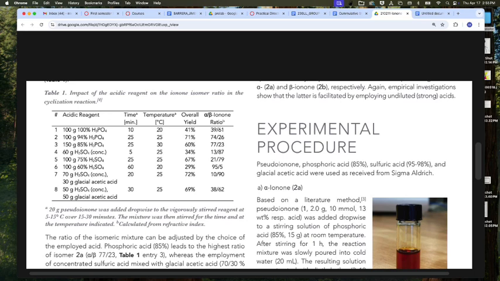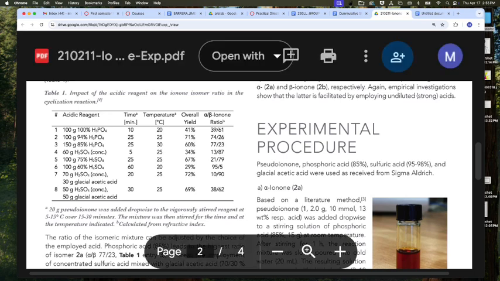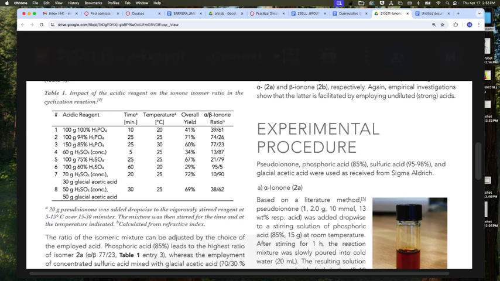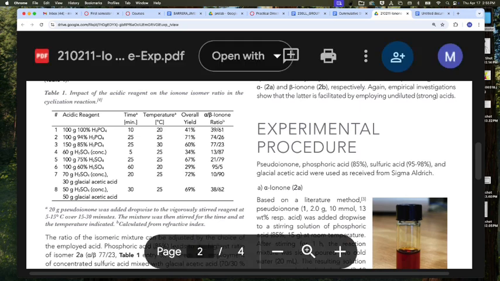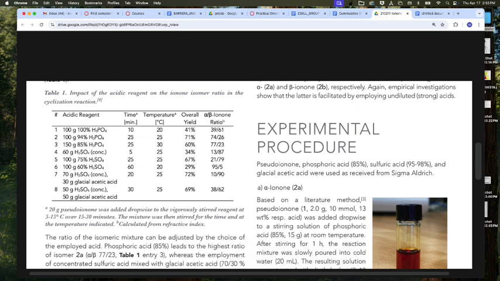You have 4 different experiments. Here they have 8 different experiments. Your times are all consistent, so including a table with time in it probably isn't relevant. Temperature is relevant. We actually modified temperature. Are these temperatures changed? Not really. Overall yield, can you determine an overall yield? Yep, so you'd be able to compare back to literature what they got. And then you've got a ballpark alpha beta ionone ratio.